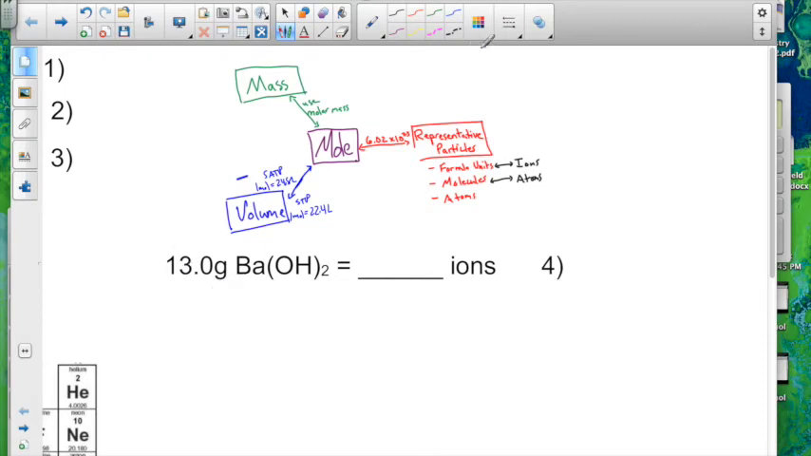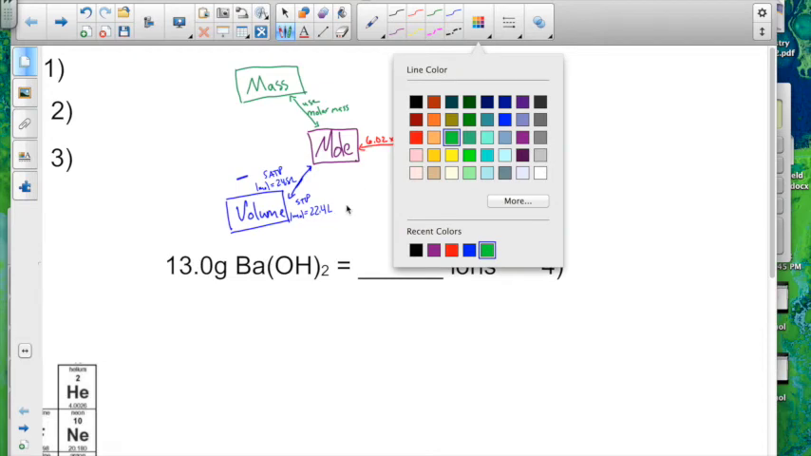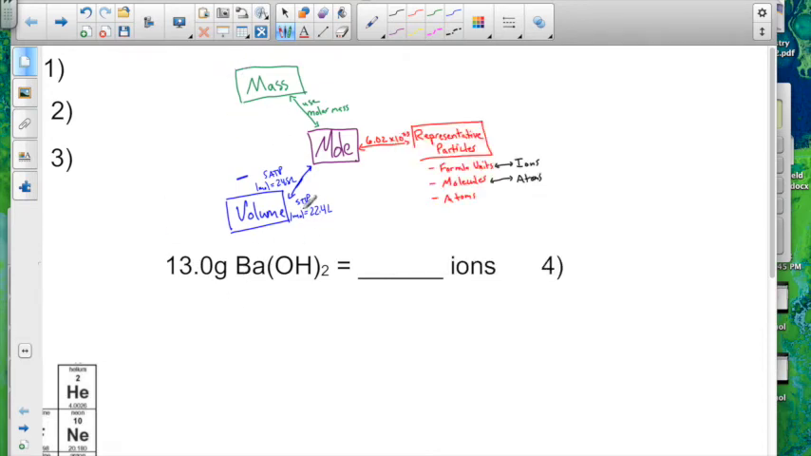So we have 13.0 grams of barium hydroxide. We want to know how many ions we have. So the first step is to find our molar mass, because we're given a mass of barium hydroxide and we're going to need it to convert into moles, right? And then we're going to go from moles to representative particles, and then we have formula units, which is our representative particle, and then we need to get that into ions. So don't be worried. First step we need to do is molar mass.